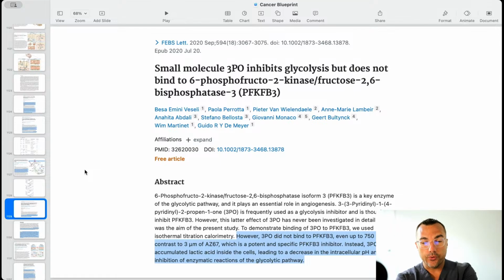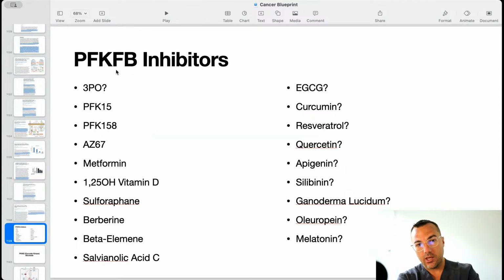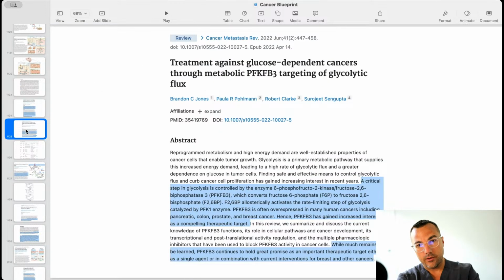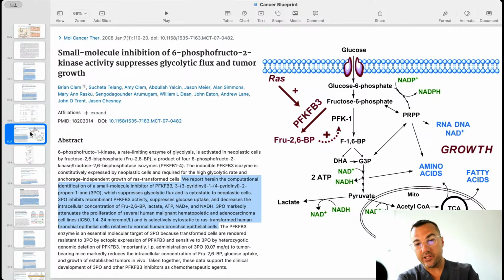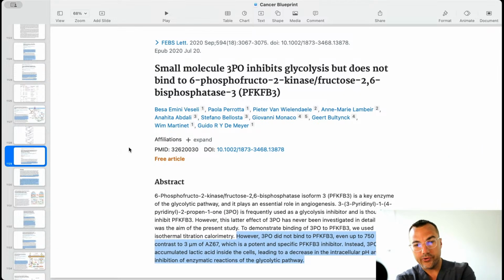Let's go further. So this paper is the reason why when we actually get down to the PFKFB inhibitors, I have a question mark here. According to this study, there was less fructose 2,6-bisphosphate available, suggesting that this enzyme activity was suppressed. This PFKFB3 was suppressed. However, a later study, about 12 years later, published in September of 2020, saying small molecule 3PO inhibits glycolysis, but does not bind to basically PFKFB3.